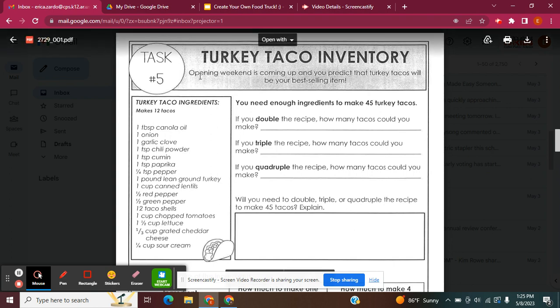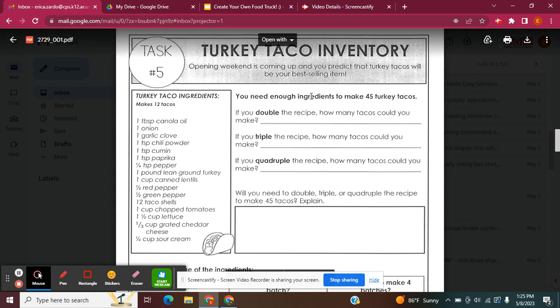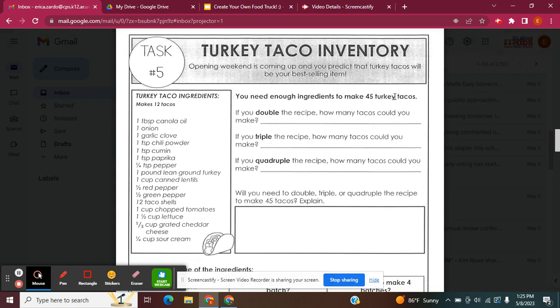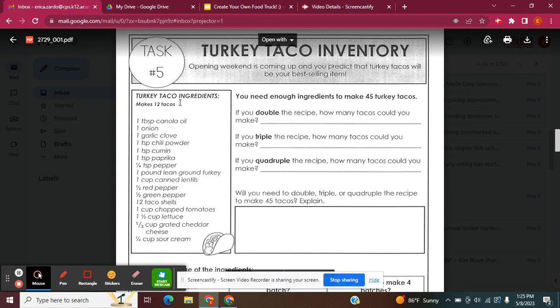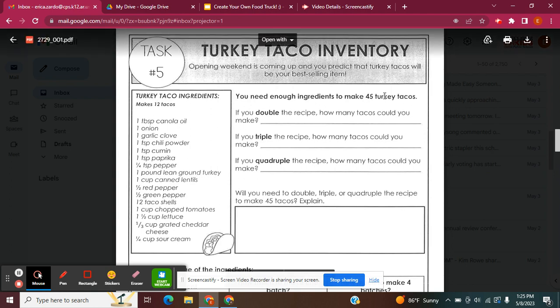Okay? Task 5 says opening weekend is coming up, and you predict that turkey tacos will be your best selling item. You need enough ingredients to make 45 turkey tacos. So if you look right here on the task, it says that this recipe right here makes 12 tacos, but you need enough to make 45. So you answer these questions.